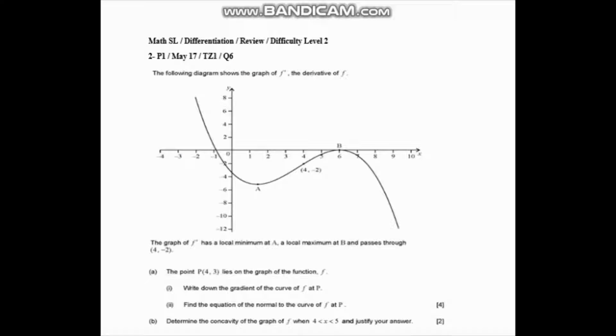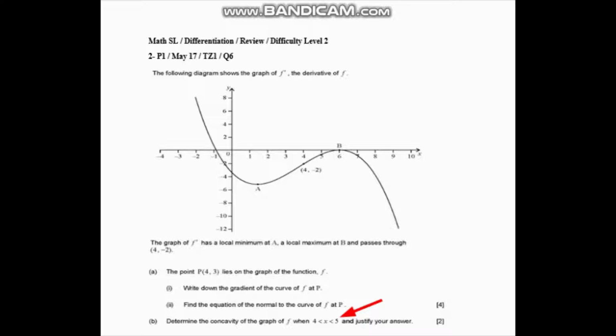In question B, you are required to determine the concavity of the graph of f when 4 is less than x, which is less than 5. So in the interval 4 to 5, you are required to determine the concavity of the graph of f and not f dash. This has nothing to do with f dash. This has to do with f, not the drawing in front of us. So the concavity of the graph of f comes from the state of f double dash. So we need to know whether f double dash is positive or negative in the required domain. If we manage to find that out, we can determine the concavity.